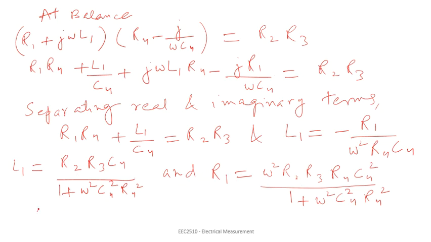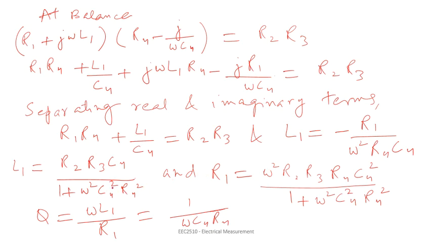The Q factor of the coil, as I already told you in the last lecture as well, is nothing but the ratio of omega L1 over R1, or you can also represent this Q factor for the RC circuit as 1 upon omega C4 R4. So this is the quality factor. This L1 and R1 have been obtained as this.